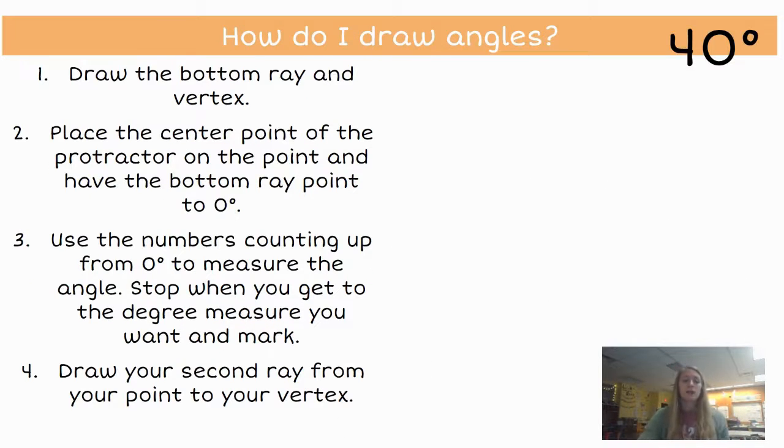Now the second part is, how do I draw an angle? To draw an angle, you want to follow these 4 steps, and these 4 steps will be written down in your notebook. First, you want to draw the bottom ray and vertex. So remember, a ray has one endpoint and one arrow. That's step 1.